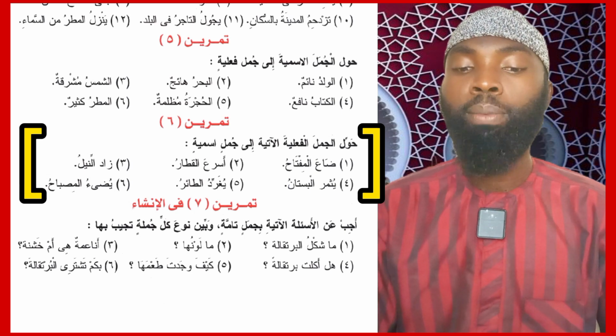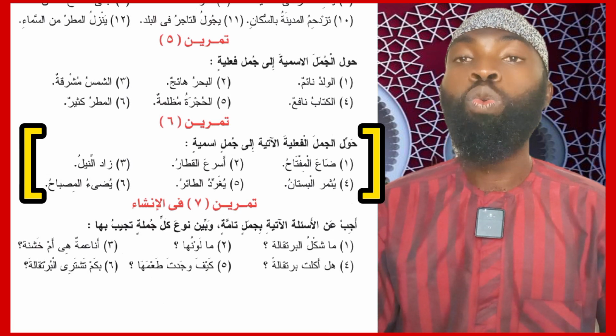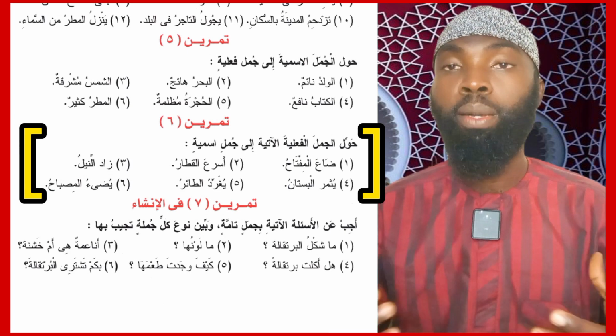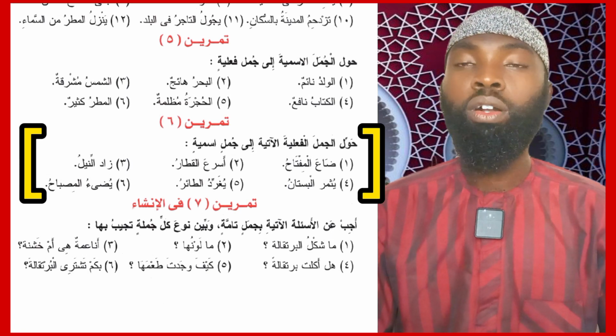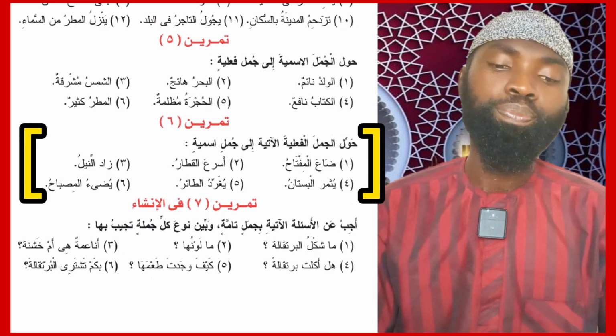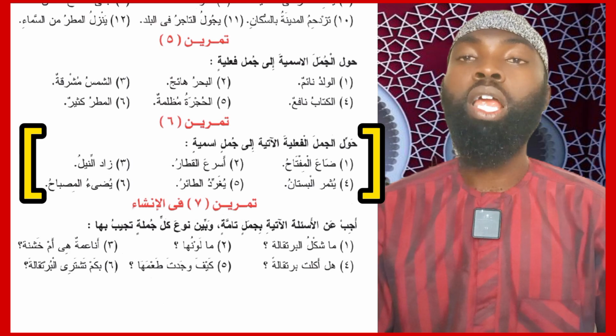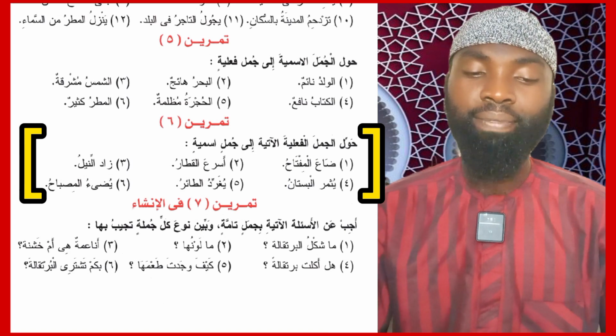The train is fast. Number three, we have zada al-nilu. Nile increased. We can say al-nilu za'idun. Number four, we have yuthmiru al-bustanu. The garden is fruitful. We can say al-bustanu muthmirun. Next, we have yugarridu ta'iru. The bird is singing. At-ta'iru mugarridun. Next, we have yudi'u al-misbahu. Al-misbahu mudi'un. The lamp is illuminating.